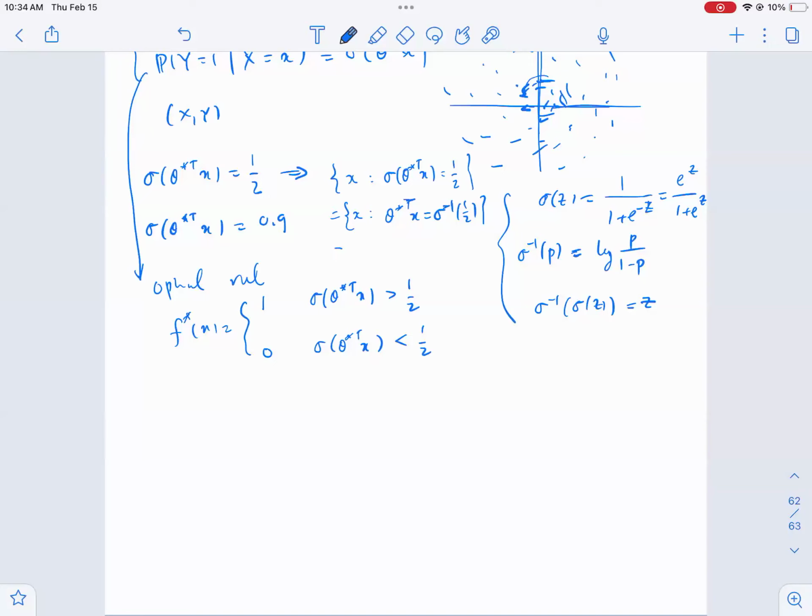So this is going to be just x. Theta star transpose x is equal to 0. So this is the decision boundary. So what does it look like? Theta star transpose x is equal to 0. It's a hyperplane.